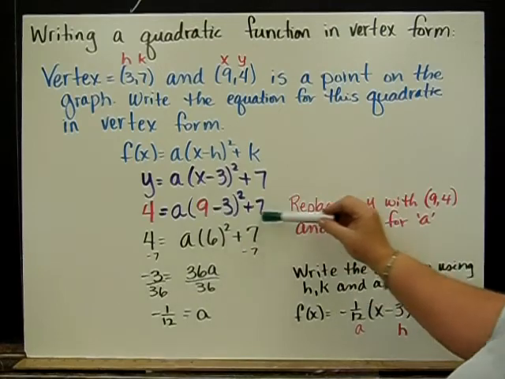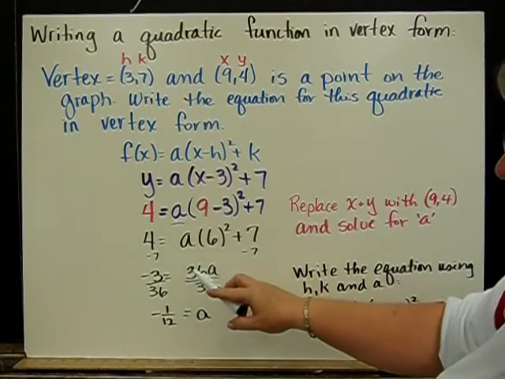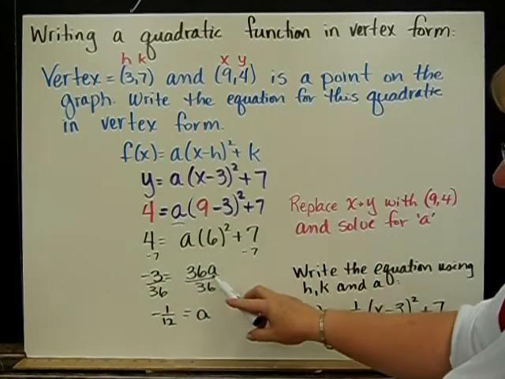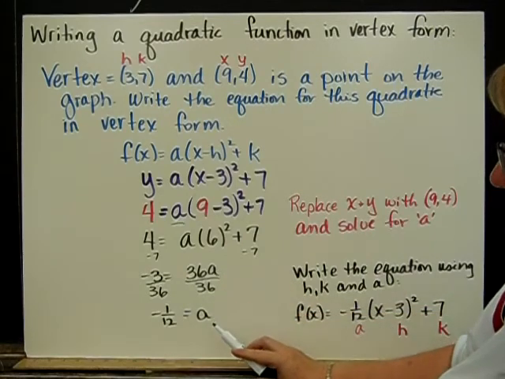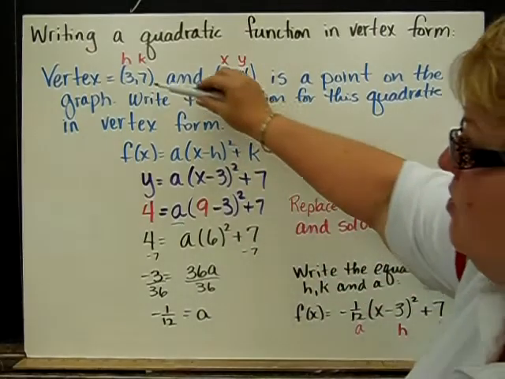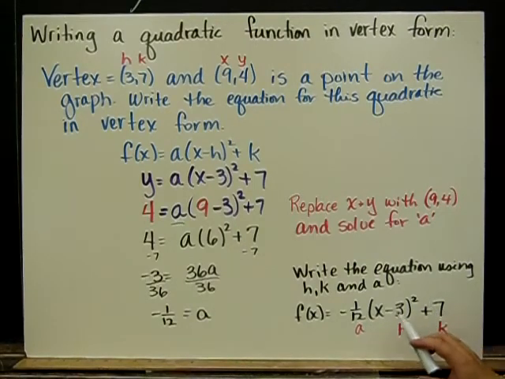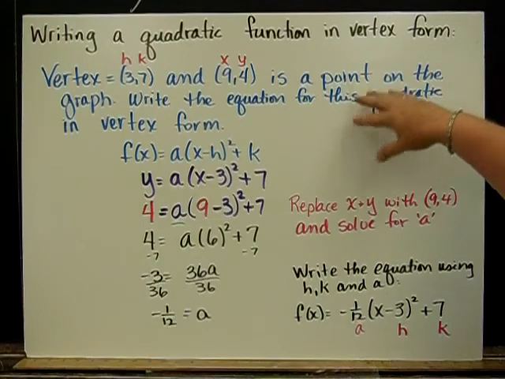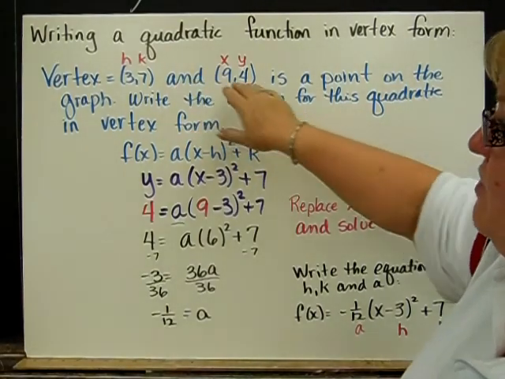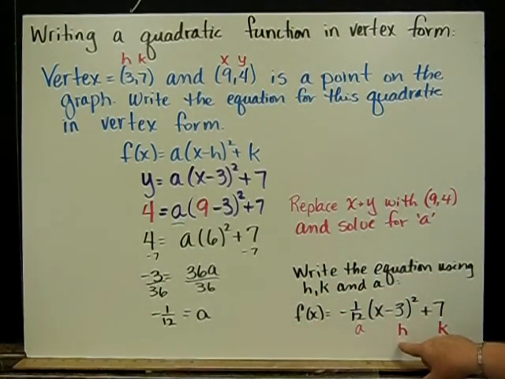Now, if you look at this problem, the only variable that we have left to solve for is a. So we subtract 7 from both sides. Then we have negative 3 equals 36a. Divide both sides by 36, and we find that a is negative 1/12. So now we know a, we know h, and we know k, and we can plug those in to write the equation in vertex form. f of x is equal to a times (x minus h) squared plus k. So anytime you need to write the equation in vertex form, if they give you this kind of information, replace h, k, x, and y, solve for a, and then go back and write your equation.